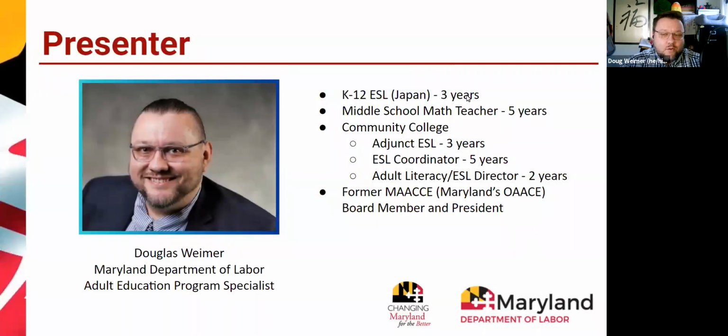My name is Doug Weimer. If you'll notice, there's the Maryland flag on everything. That's because I am not in Ohio, so apologies to the Buckeye State. I am in Maryland. As I said, I work for the Maryland Department of Labor. The Maryland Department of Labor is the agency that oversees Title II funding for Maryland. I am an adult education program specialist. I oversee data reporting and performance management for the state of Maryland for adult education.